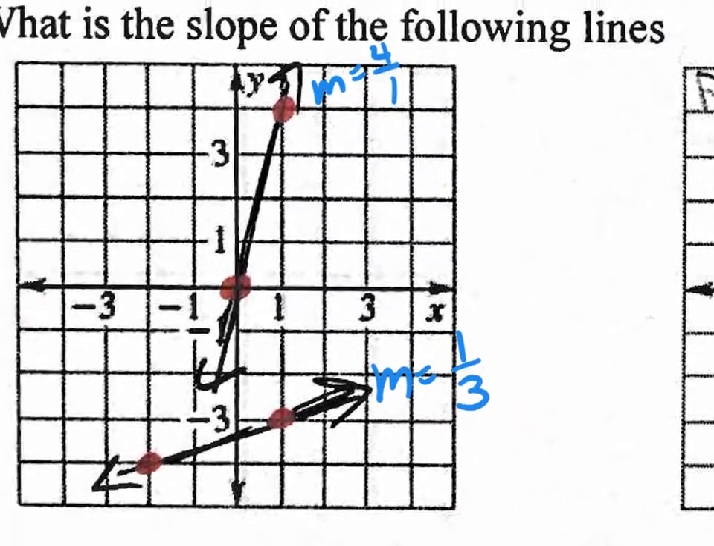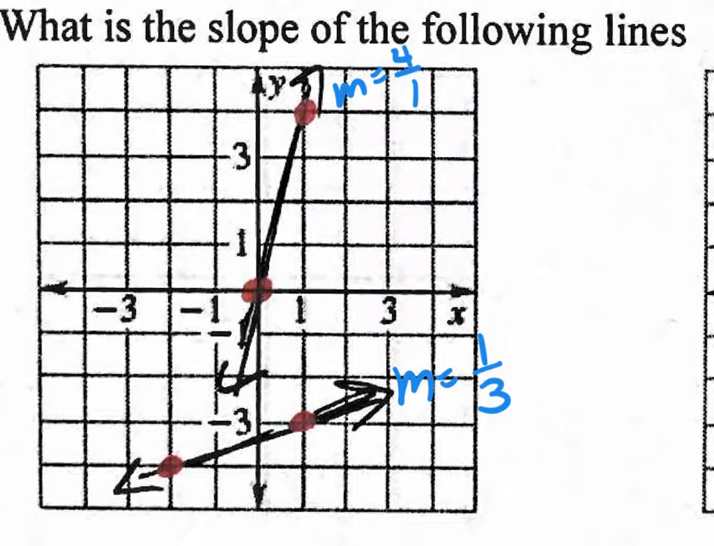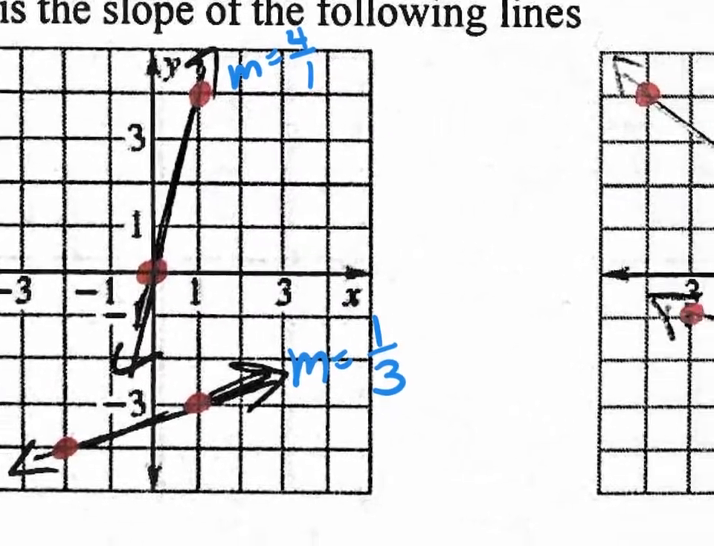Let's go over here. These are both positive slopes because from left to right, they are rising. So if they're going up, it's positive slope, up, positive slope. It doesn't matter where they're at on the plane. If from left to right, they're going up, the slope is positive.